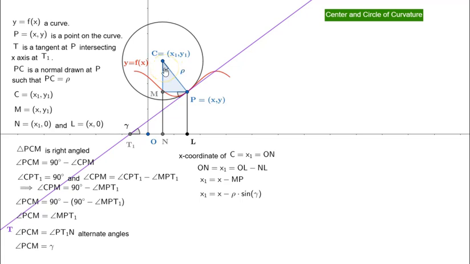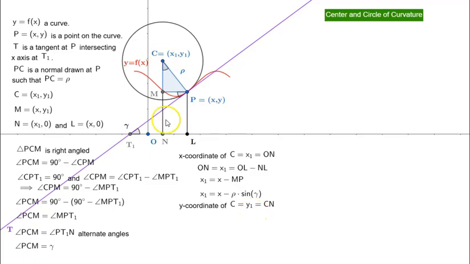This is equal to gamma angle. So we can say sine gamma is equal to MP by rho, or we can say MP is equal to rho times sine gamma. So our x coordinate of the center of the circle, we can arrive at using this expression.